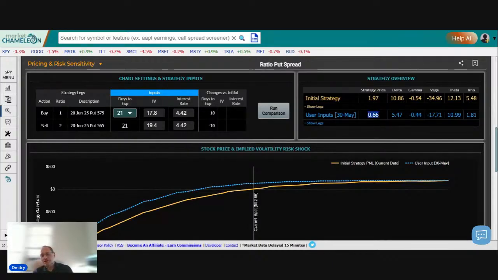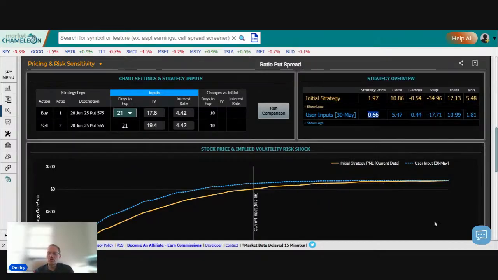If you got a credit of $1.97 and now it's worth 66 cents, that means you gained. It was profitable from that point of view because you have a positive theta. Every day you have $12 positive theta. So your theta started out positive. If nothing else changes, the stock stays at the same spot, implied volatilities stay the same, and we move forward 10 days, now it's worth 66 cents.